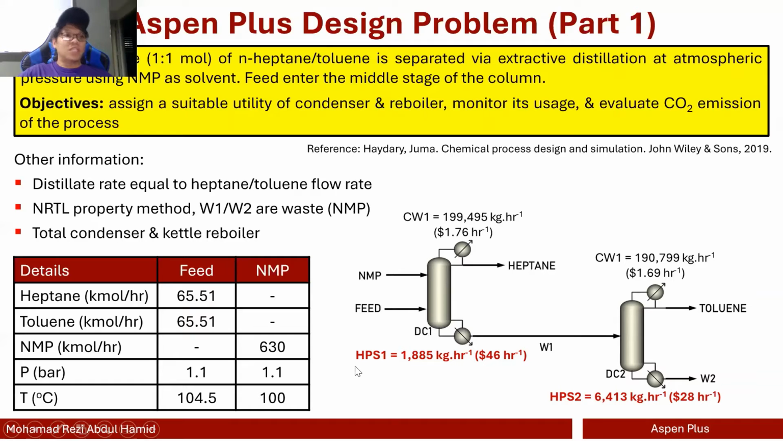In the reboiler section, we need high pressure steam to reboil the bottom product, to evaporate them, for them to undergo a phase change. Not going to go into details, but what I'm trying to say here is we were able to obtain the usage, the rate or the amount required for high pressure steam for column number 1 as well as column number 2.